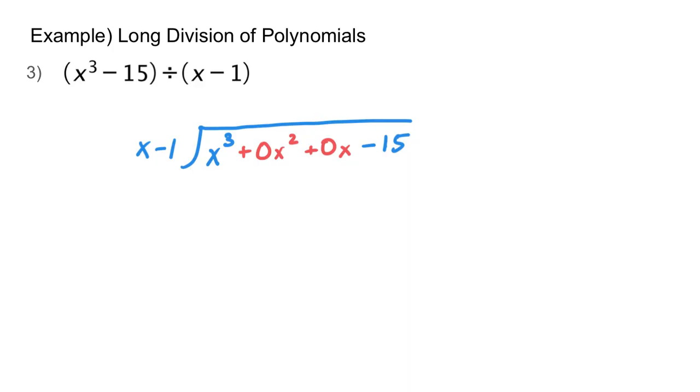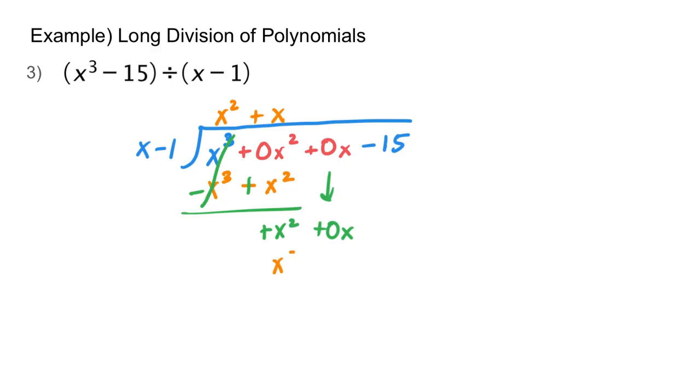So I'll go through and say, what times x will give me x to the third? x squared. I'll distribute that in. I will change my signs and subtract. I will bring down my next term. I will now say what times x will give me x squared. I will distribute through. I will change it to a subtraction problem. I will get things to cancel out. I will bring down the next term.